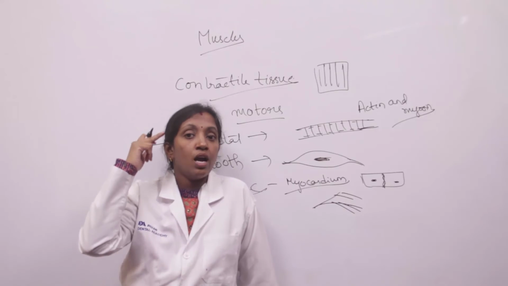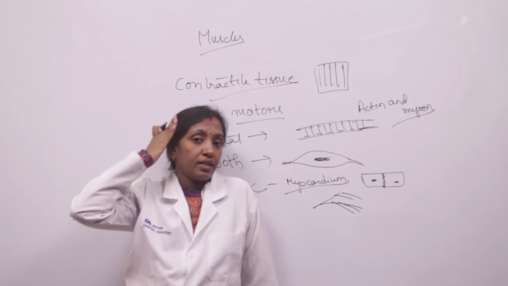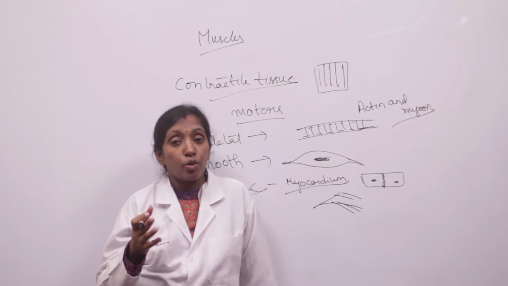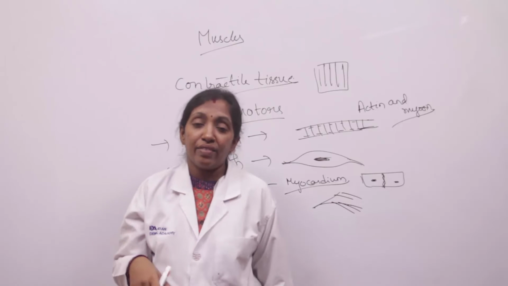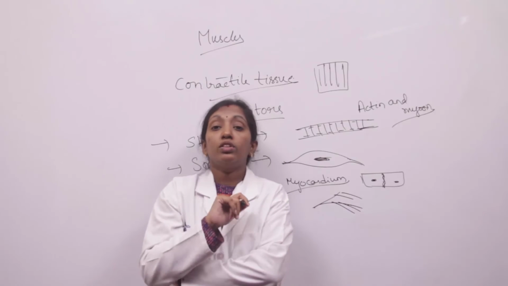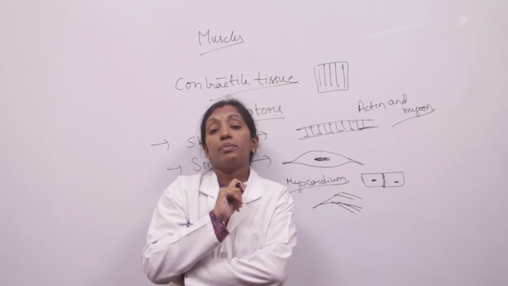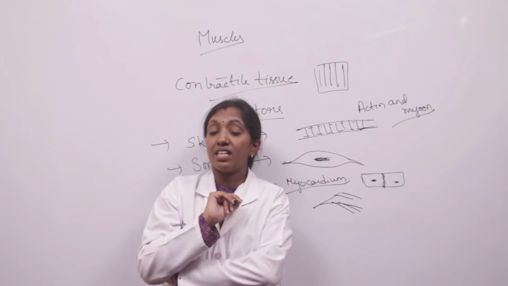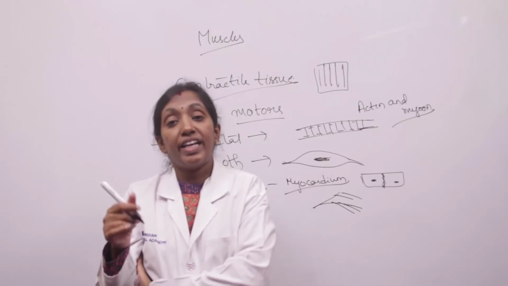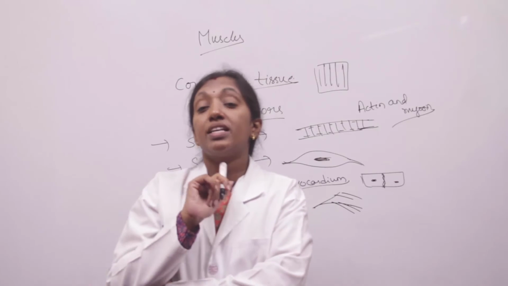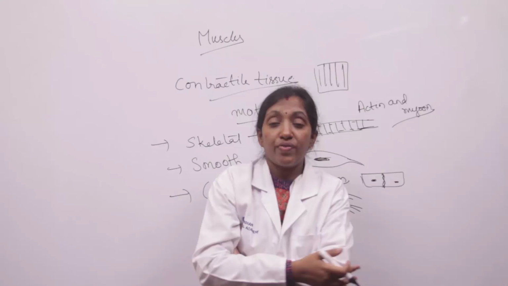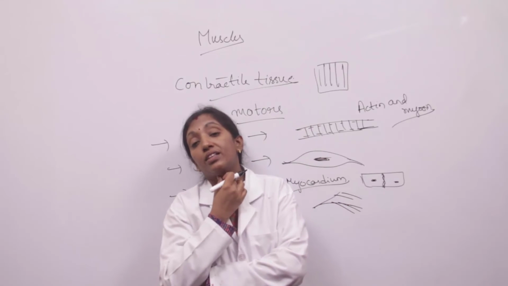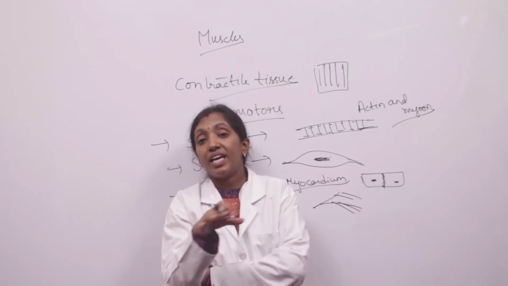For example, the temporalis is present in the temporal region, that's why it is called temporalis. Muscles are named by the presence of bony points. When we take the sternothyroid, it is attached from the sternum to the oblique line of the thyroid cartilage, that's why it is called sternothyroid. The sternohyoid is attached from the sternum to the hyoid bone, that's why it is called sternohyoid.